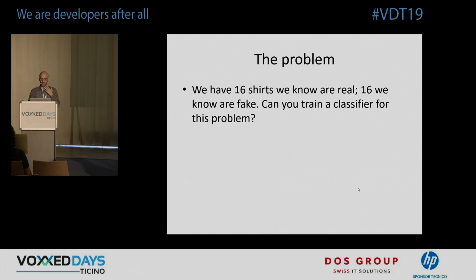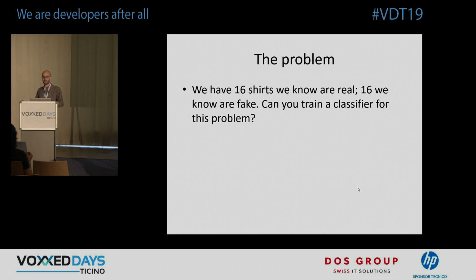And the problem that I had is that they had 16 shirts that they know are real and 16 that they know are fake. And the fake ones are all a little bit different from each other. So I replied, no, I can't train a classifier from 16 plus 16 examples. But we tried to brainstorm a little bit, and after some time we said, let's try anyway.